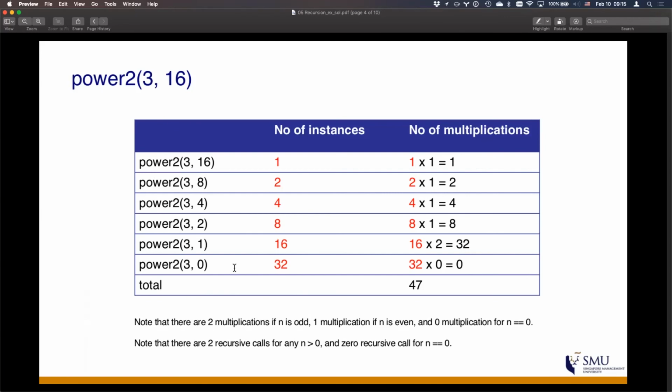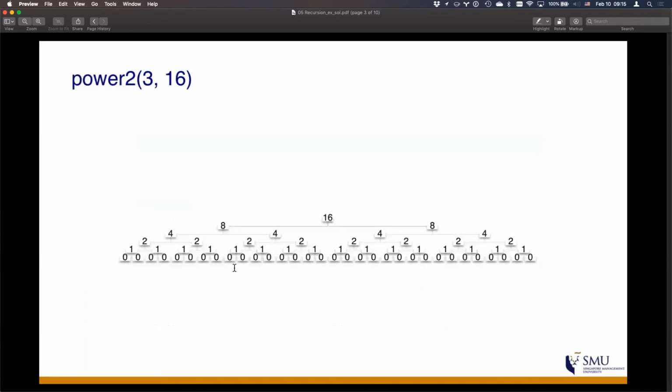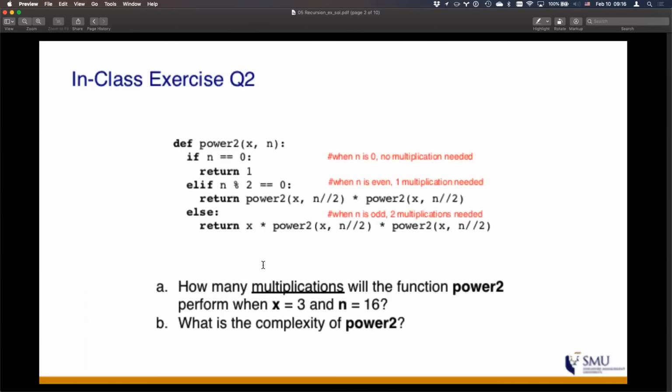And the reason why that is the case is because we have duplication. If you look at this recursive tree over here, you see for each and every number, the lower the level, the more times that we are duplicating. We have duplication in the instances. We have a lot of 8, 4, 2, 1, and 0. And the reason why we have duplication is over here, when we split it into 2 parts.